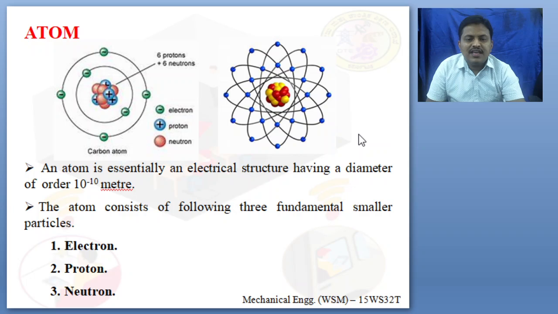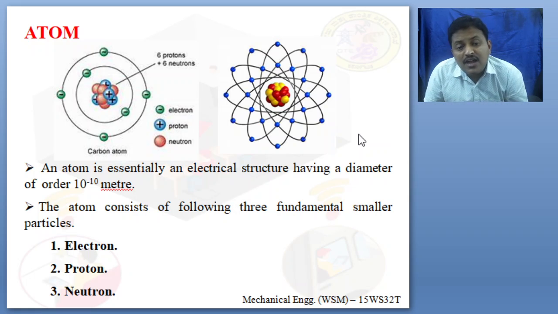An atom is essentially an electrical structure having a diameter of less than 10 to the power of minus 10 meter, on the order of 10 to the power of minus 10 meter. ಅಂದರೆ 10 to the power of minus 9 ಅಂದರೆ ನ್ಯಾನೋಮೀಟರಿಗಿಂತ ಕೂಡ ಅದು ಕಮ್ಮಿ, ಕಣ್ಣಿಗೆ ಕಾಣಿಸ್ತಾ ಇರೋವಂಥ ಒಂದು ವಸ್ತು ಅಲ್ಲ.